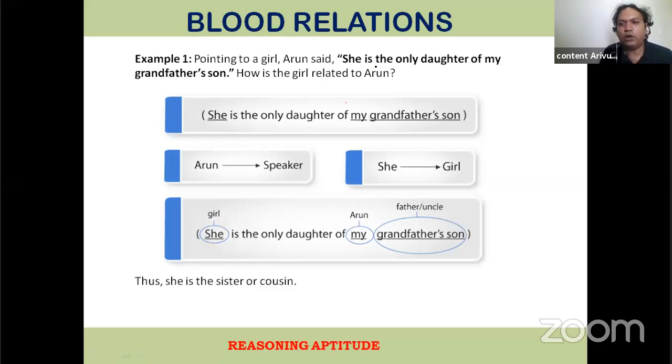Yeah, she's the only daughter. So it could be his father's only daughter or his uncle's only daughter. Clear? We're not saying grandfather's only son. So in either case, it will be either sister or cousin. Only daughter of father is sister. Only daughter of uncle is cousin.